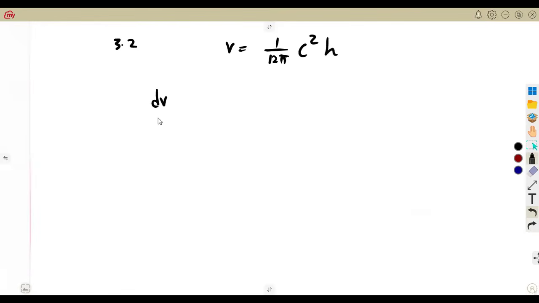They want to find dV dt, and they told you that C and H are functions of t. Are functions of what? Of t. So meaning to say, in them we have t. We have t in these. T is there.